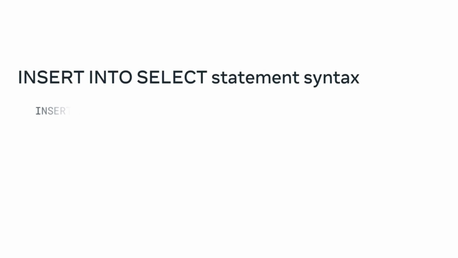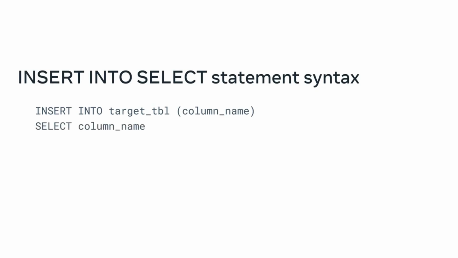So what does the insert into select statement syntax look like? Here's an example. First type an insert into clause, followed by the name of the target table and the name of the column you want to insert data into. Then type the select keyword with the name of the column you want to extract data from, and finally, type a from keyword and the name of the source table that holds that column or source data.